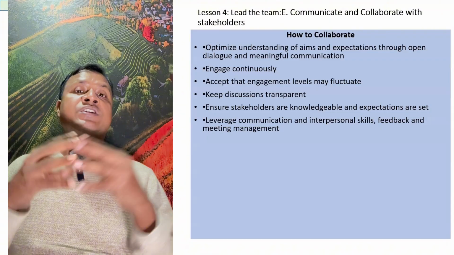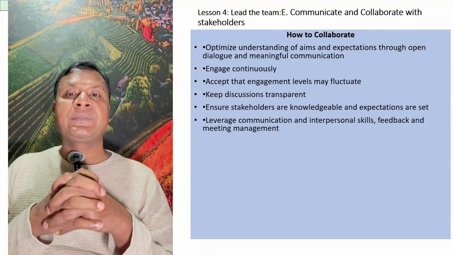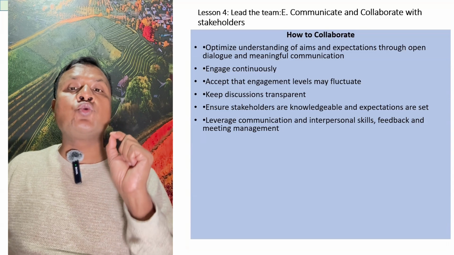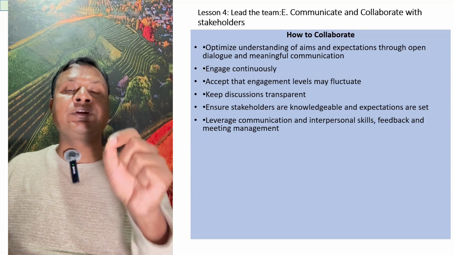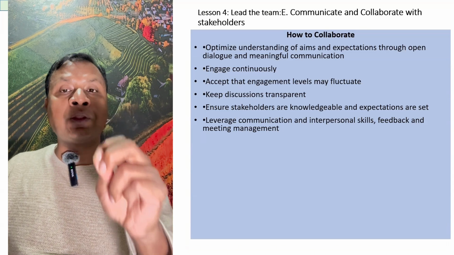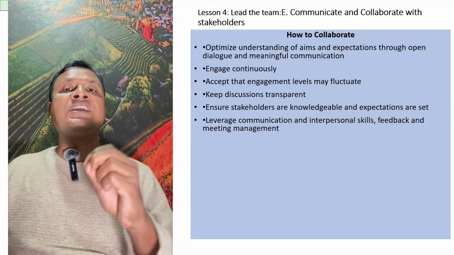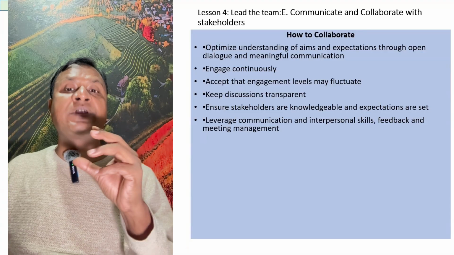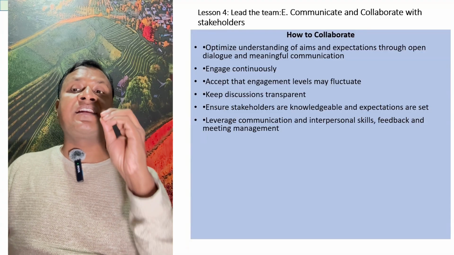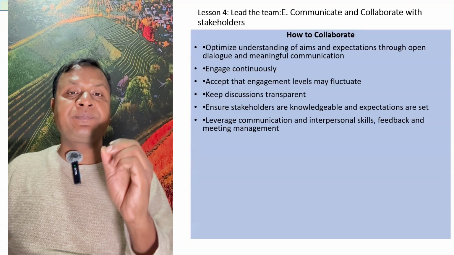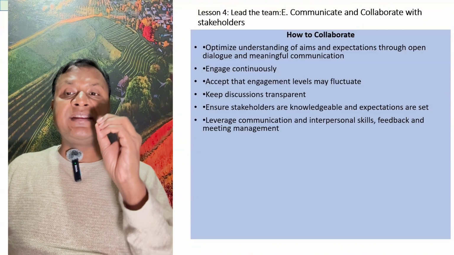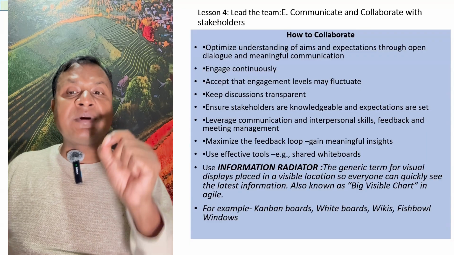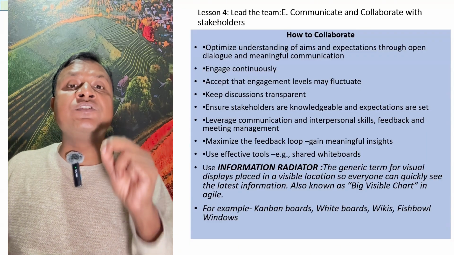So now the question is how to collaborate. So we should optimize understanding of aims and expectation through open dialogue and meaningful communication. We can engage the stakeholders continuously. We can accept that engagement levels may fluctuate, but keep discussions transparent and ensure stakeholders are knowledgeable and expectations are set. We should leverage communication and interpersonal skills, feedback, and meeting management. We should maximize the feedback loop and gain meaningful insights.